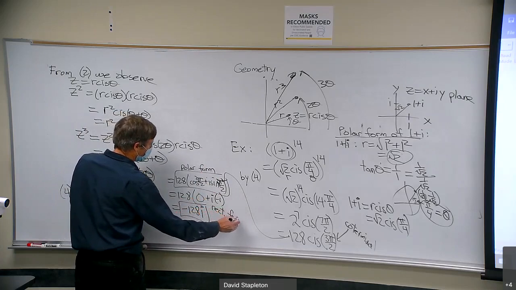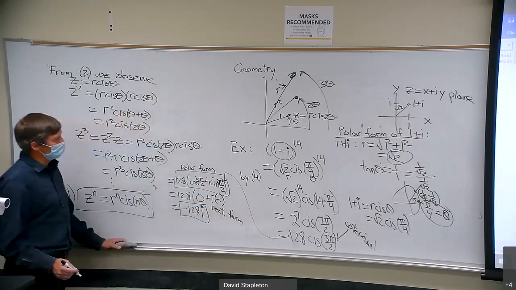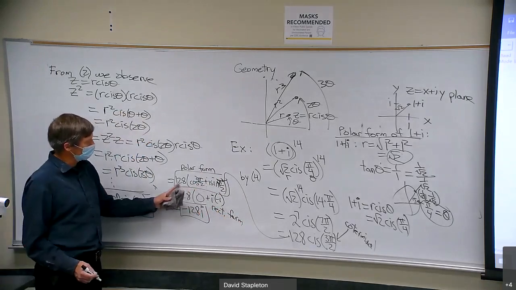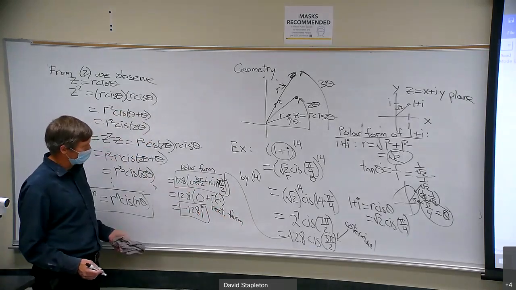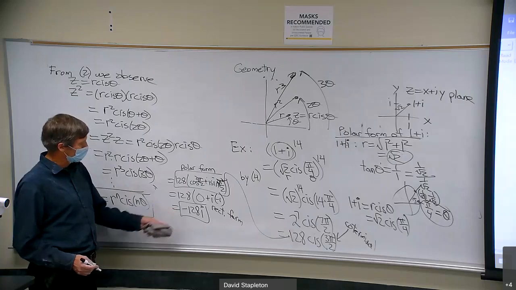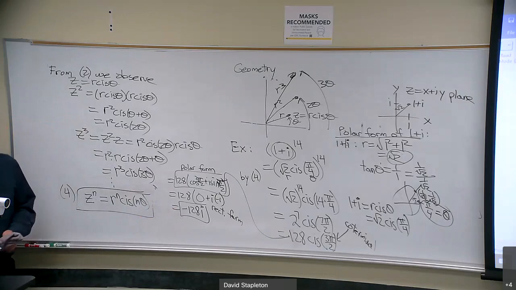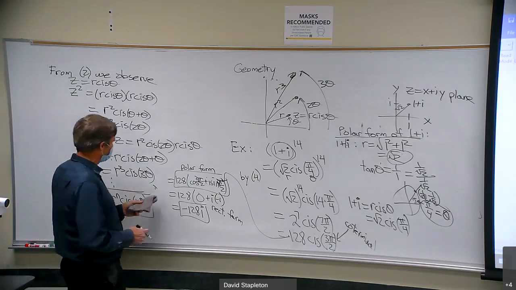But there it is. I don't have to multiply 14 of those together. I can just multiply the angle by 14 and take the 14th power on my calculator of square root 2, and I come up with this number. How about that? So now you see the power of the polar form is you can compute powers of numbers handily with De Moivre's theorem.